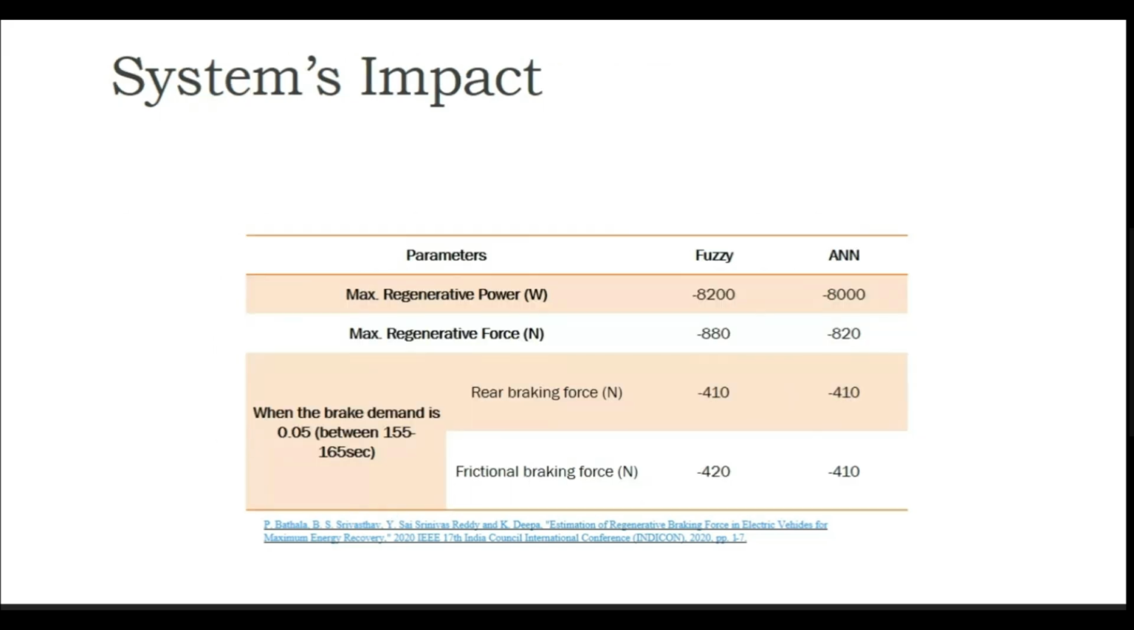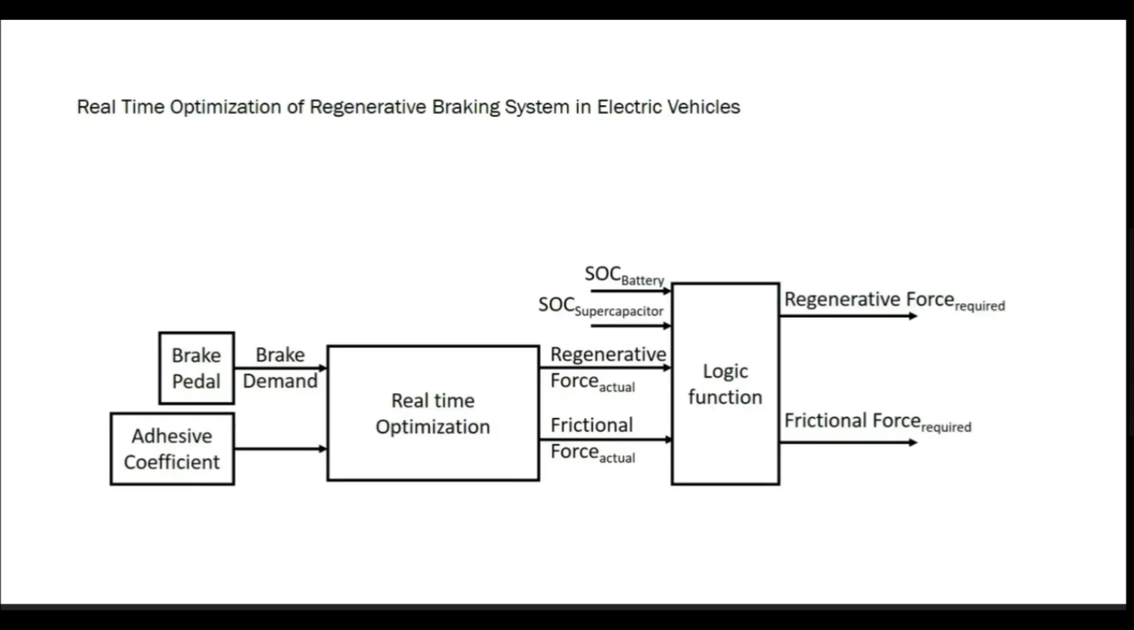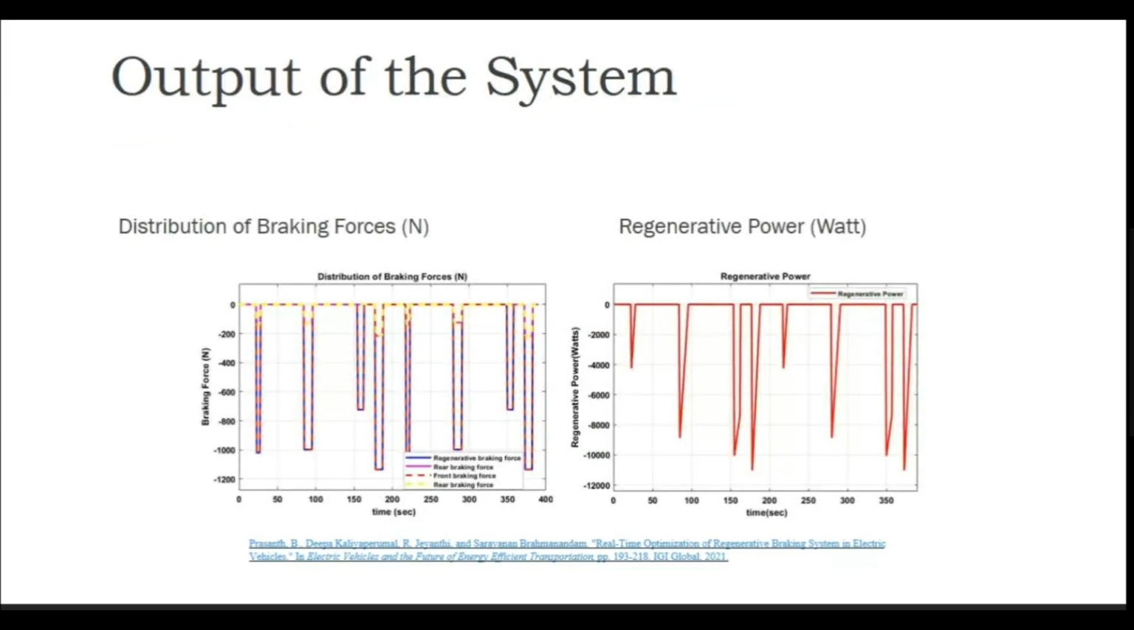This is the overall comparison between fuzzy and ANN. Fuzzy had recovered more power than ANN, 200 watts more than ANN. Again, the same thing with optimization techniques. Drive cycle taken, its corresponding regenerative energies, and a comparative slide.